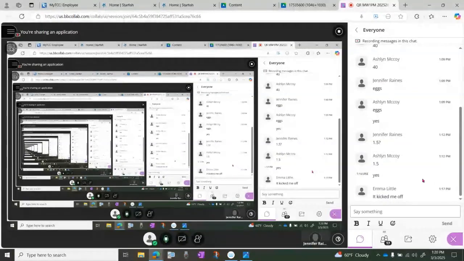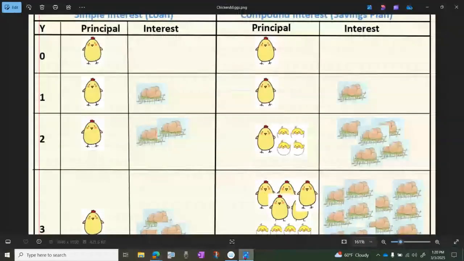Guys, is that clear, everybody? Do you see the difference between simple interest and compound interest?